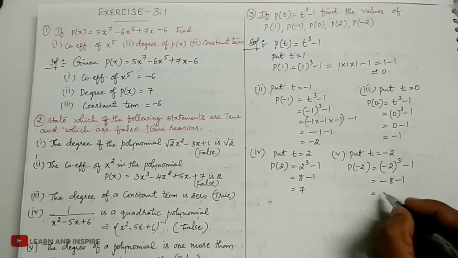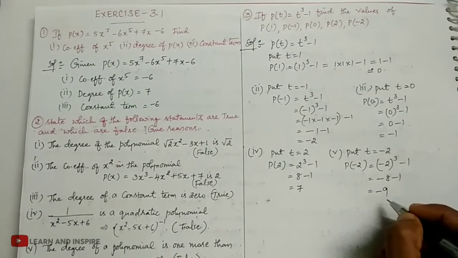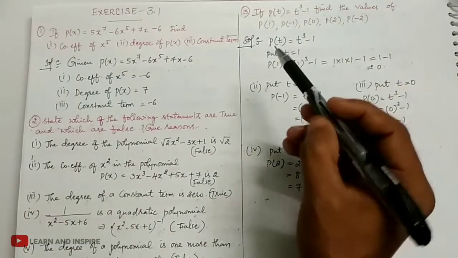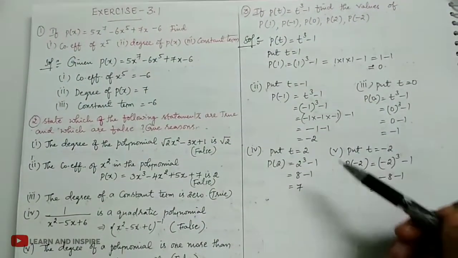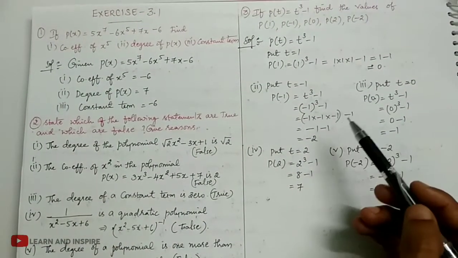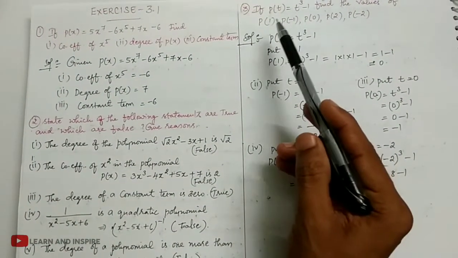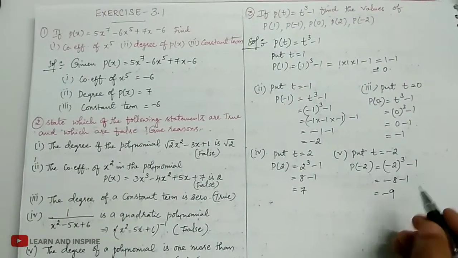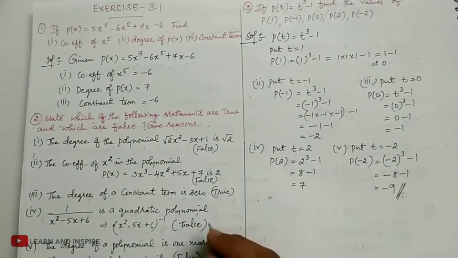Minus 8 minus 1 is minus 9. So this problem is based on the value of a polynomial. Yesterday we discussed the topic about the value of a polynomial by substituting the values in place of t. Okay, so this is question number 2.